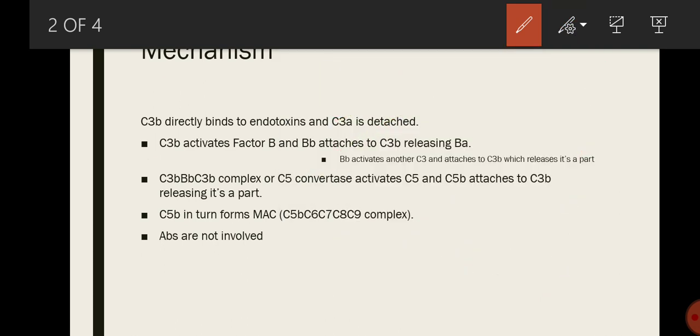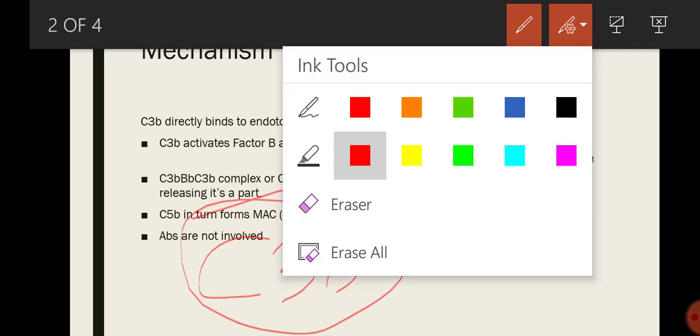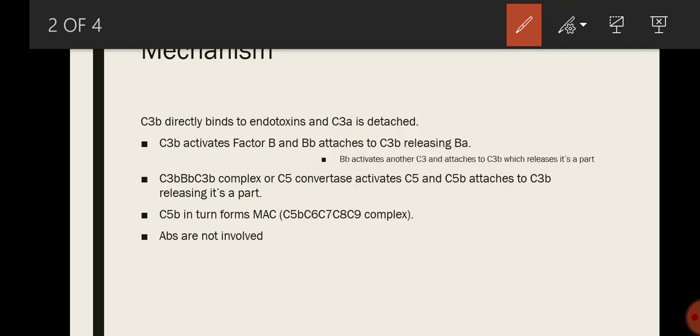now B and small b activates another C3. So C3 will be activated in such a way that its A part will go away, its apple will go away, and C3b will bind to the B. Okay, then we have C. Yeah, I have to tell you about the convertase as well, so bear with us.